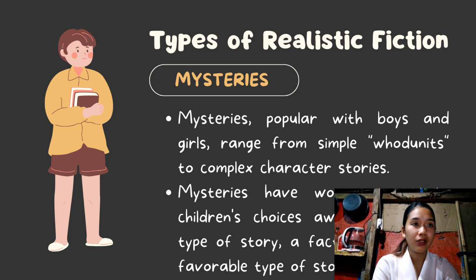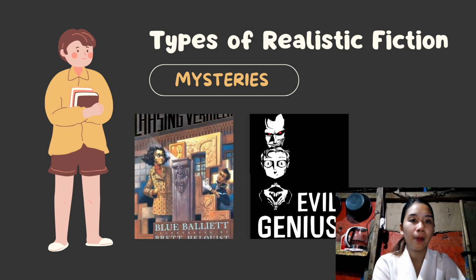Mysteries have won more states' Children's Choice Awards than any type of story, a fact that shows it is the favorite type of story among children's literature. So, mysteries have won more state Children's Choice Awards than any genre. It is right, reflecting their universal appeal and ability to engage readers through curiosity and intellectual challenge. These are examples of books featuring mysteries in realistic stories: The Blue Ballad and Evil Genius.